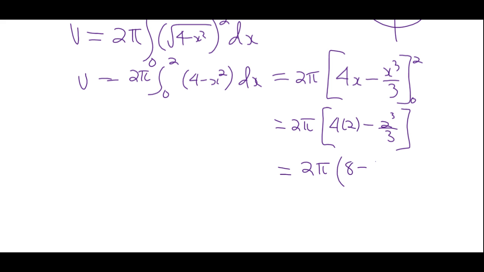Okay, what do we got? 8 minus 8 thirds, which will be 24 minus 8 is 16 thirds, which will be 32 pi over 3.